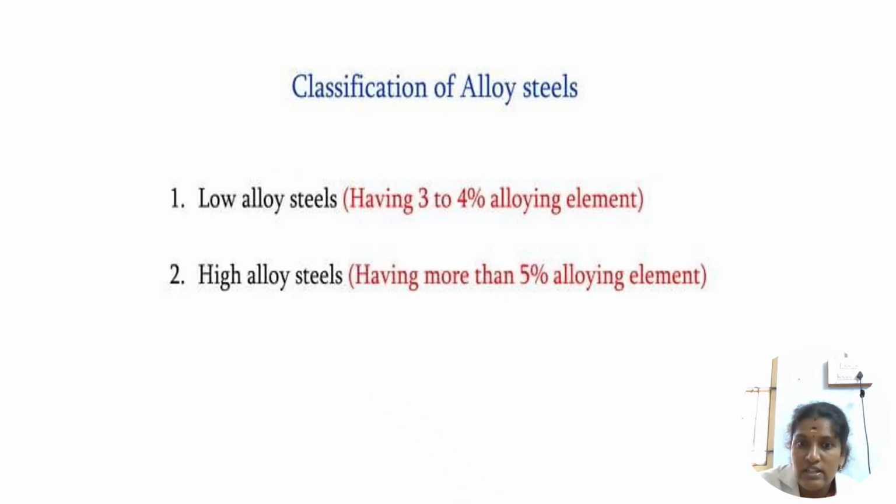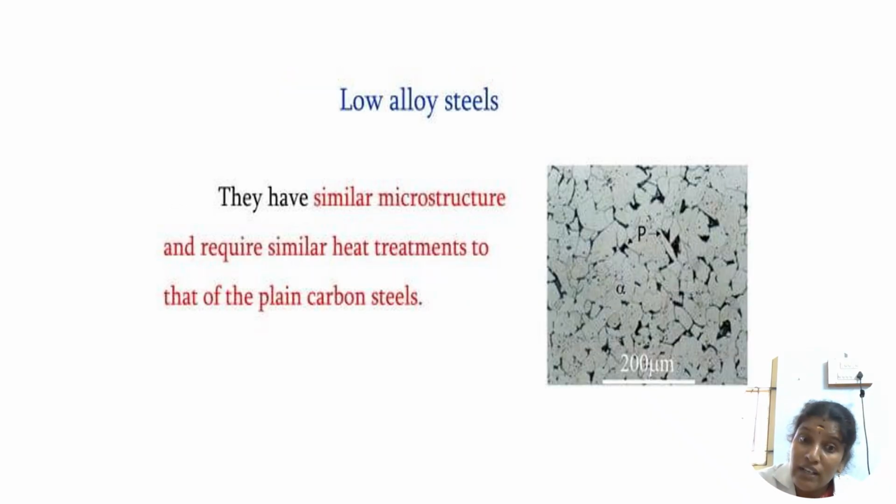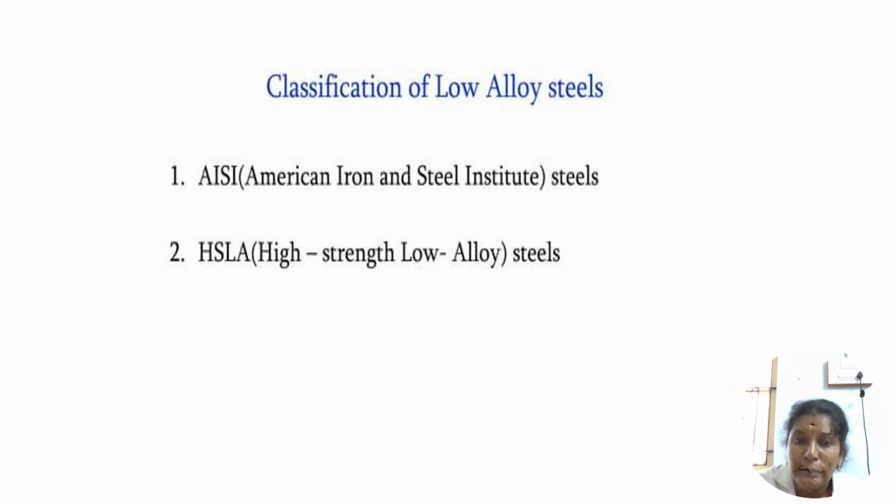In alloy steel also we have two categories: low alloy and high alloy. What does low alloy mean? It is based on the percentage of alloying. If you are using alloys with 3 to 4 percent, it can be classified as low alloy steel. If you are using more than 5 percent, it can be classified as high alloy steel. In this also we have different categories. The low alloy steels are similar to plain carbon steel, with similar microstructures, and similar heat treatments are required as for plain carbon steel.